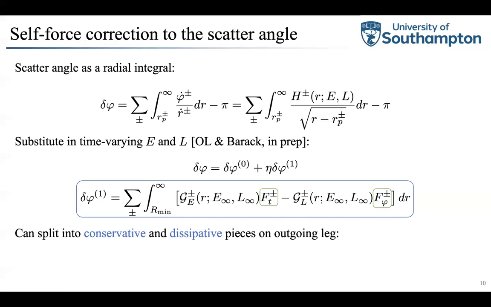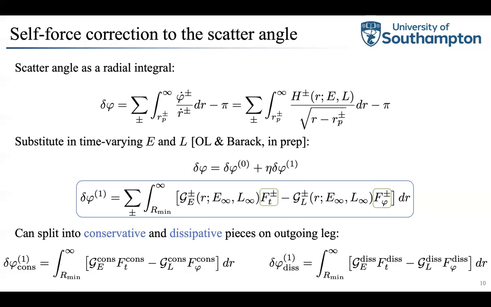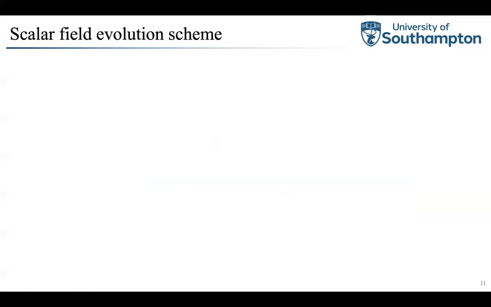So again, we can split this into conservative and dissipative pieces, and we can write this as integrals on the outgoing leg only using the symmetry relations seen on the previous slide. And you can see when we do this, the equations have generally the same form as the full equation. So now we have the equation that we want to use. We need to actually get the self-force to plug it in.